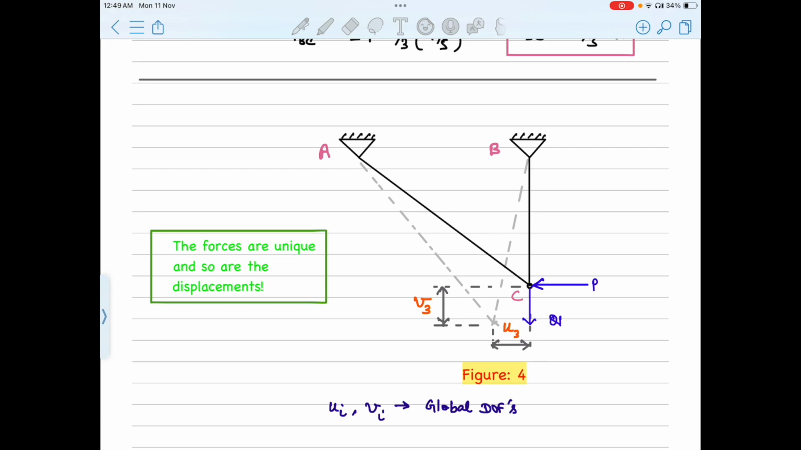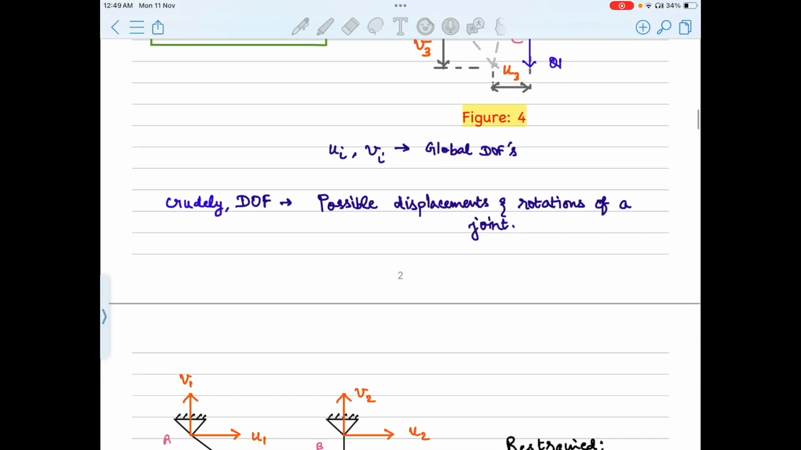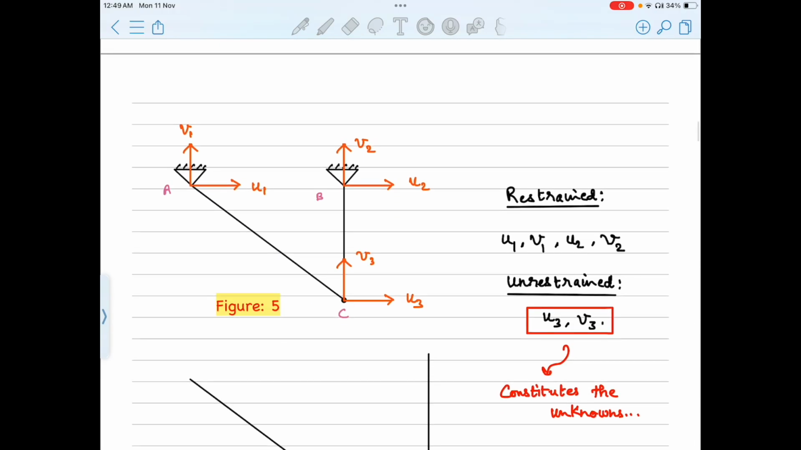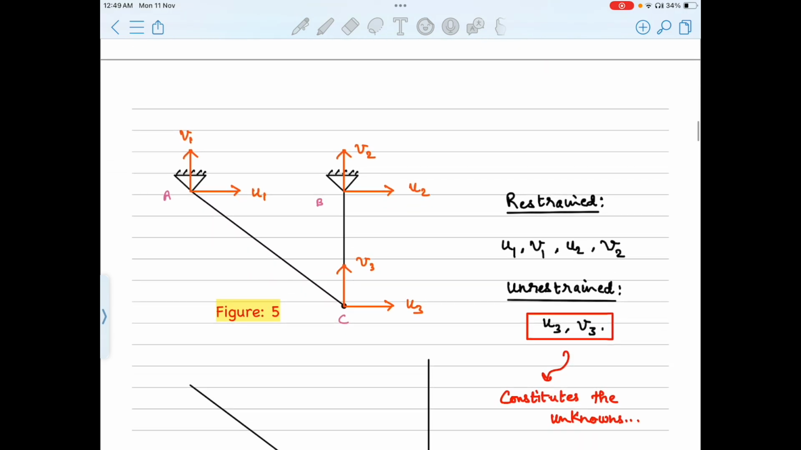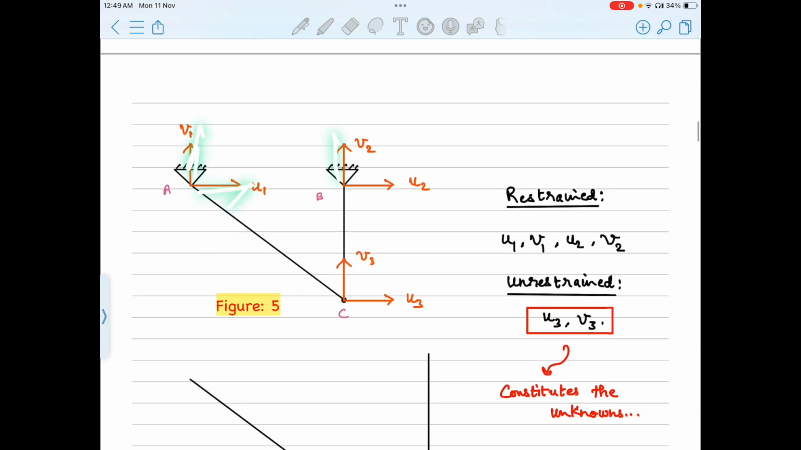If we denote displacements in the x direction by U and in y direction by V respectively, then U1, V1, U2, V2 pertain to supports A and B. That's why, in an orderly manner, we named the displacements at joint C as U3 and V3, because for joint A we are using U1, V1 and for joint B we are using U2, V2. And so in order, we have U3, V3 for joint C. These displacements are altogether called global degrees of freedom.